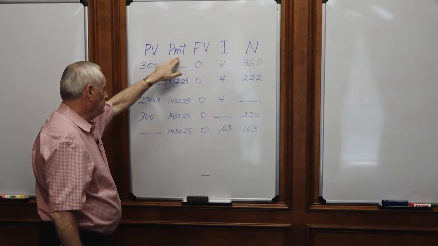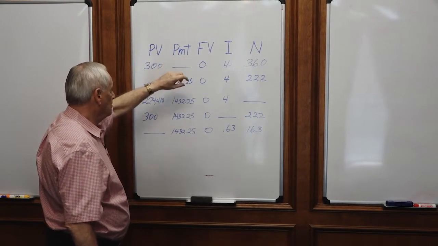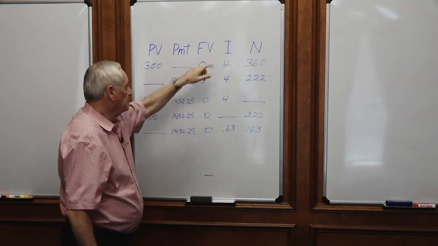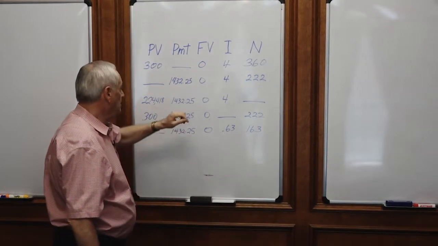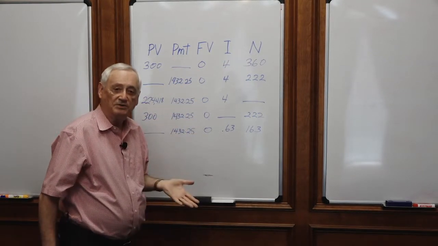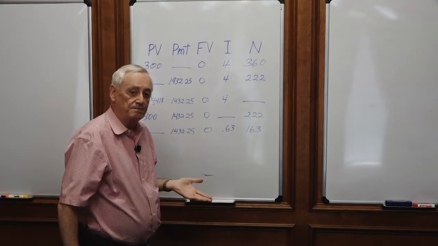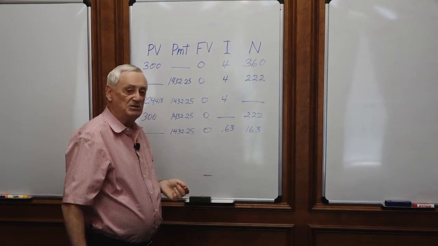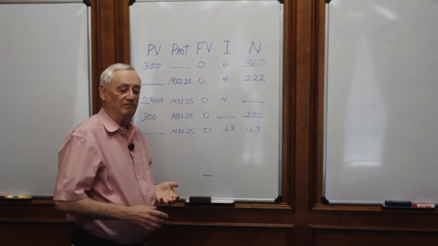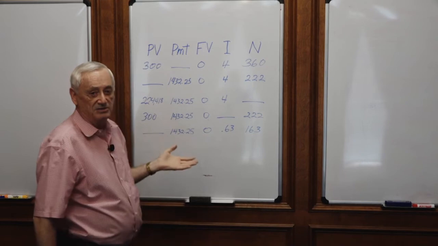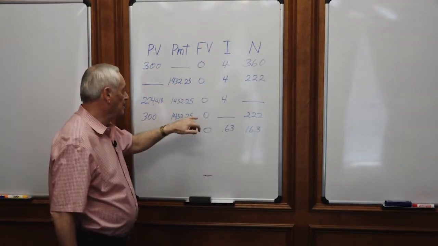PMT stands for payment. So you'll see our first problem, we're going to calculate the payment. FV stands for future value, and that will always be 0 unless you're actually trying to compute what the future value is. For example, let's say I want to invest $10,000 at 10%, and I want to know what it's worth 8 years from now. Well, you can compute that on here. It's not one of my calculations today, but that's what future value is about.